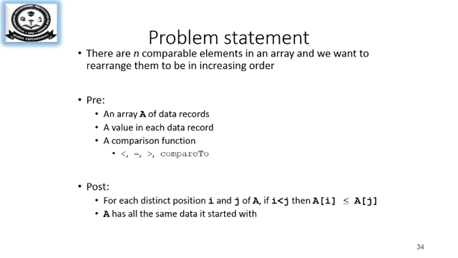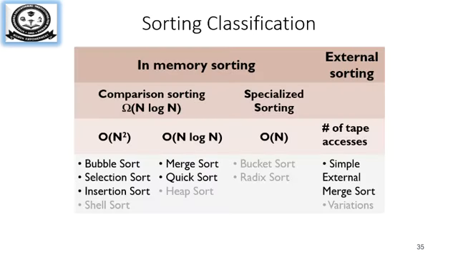Let us see what sorting classifications we have. The classifications are mainly done based on complexity. In memory, if you are doing it with the cache, the sorting mainly will be internal sorting and external sorting. For internal sorting, we have three types based on their complexity: O of n square, O of n log n, and O of n.